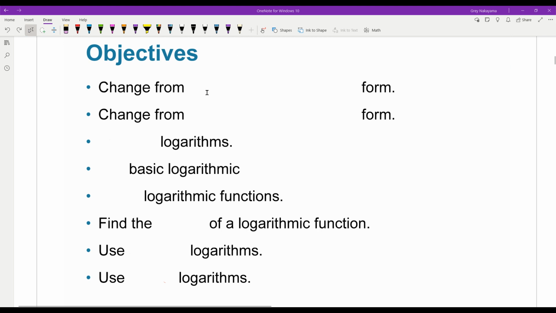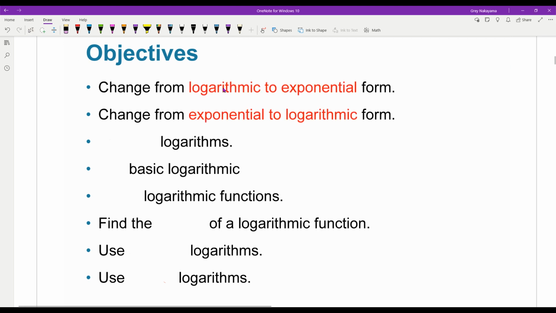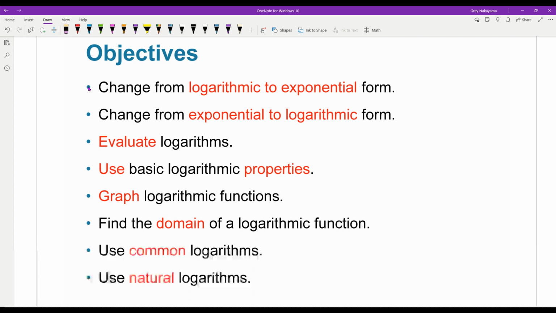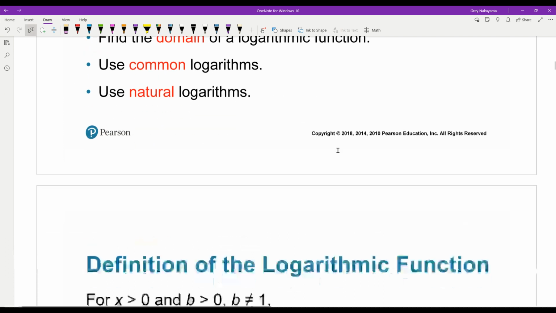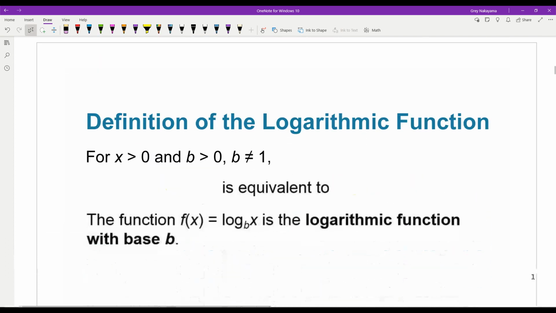First off, we're going to change between logarithmic and exponential, backwards and forwards. Then we're going to make sure that we know how to evaluate logs. We're going to use basic log properties. We're going to graph logs, find the domain of logs, and then use common and natural logarithms. Okay, so first of all, what is the definition of the log?